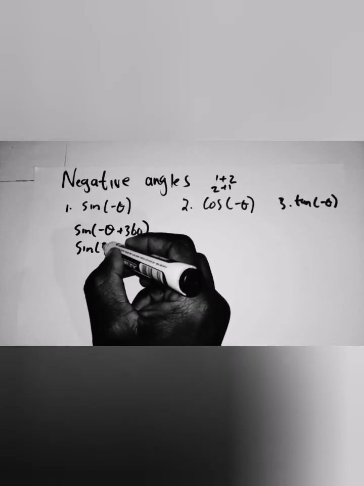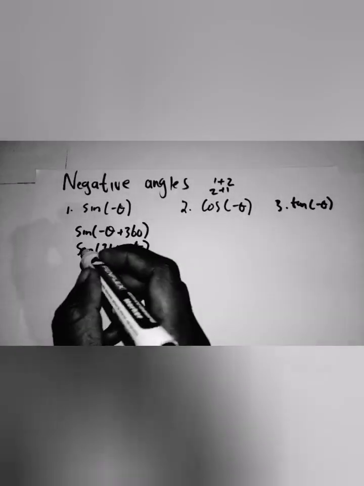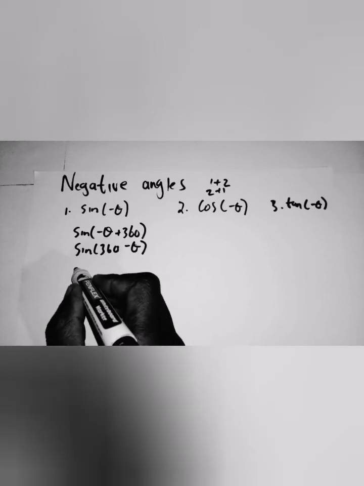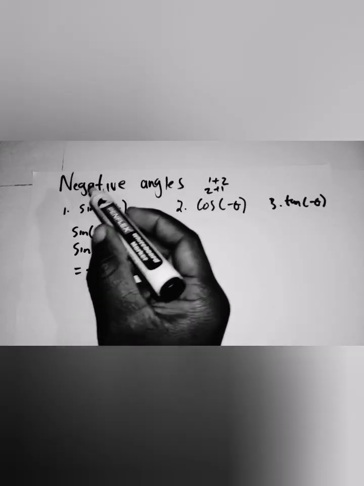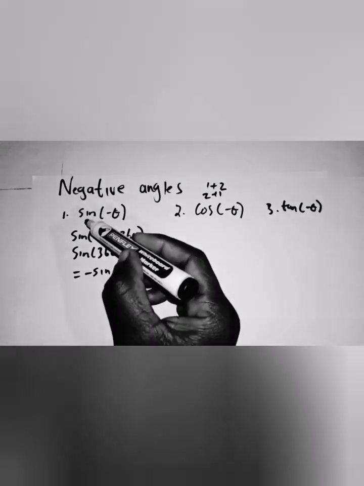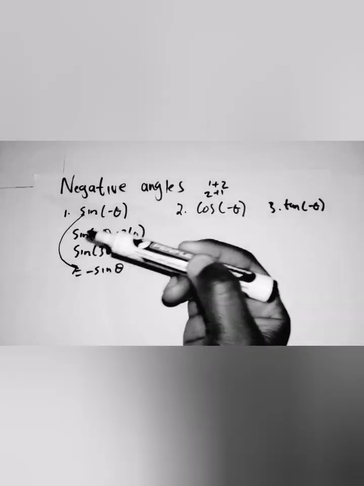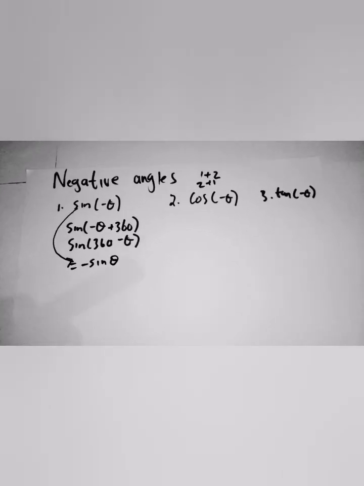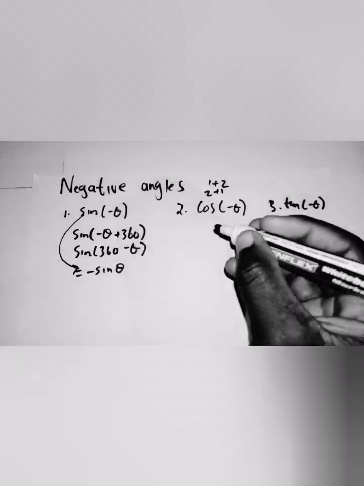So we have sine, which is 360 minus theta. So you see that this thing is on the fourth quadrant, and sine on the fourth quadrant is negative. So the sine of a negative angle, negative theta, equals negative sine of whatever angle they place there. So it will be negative sine theta.